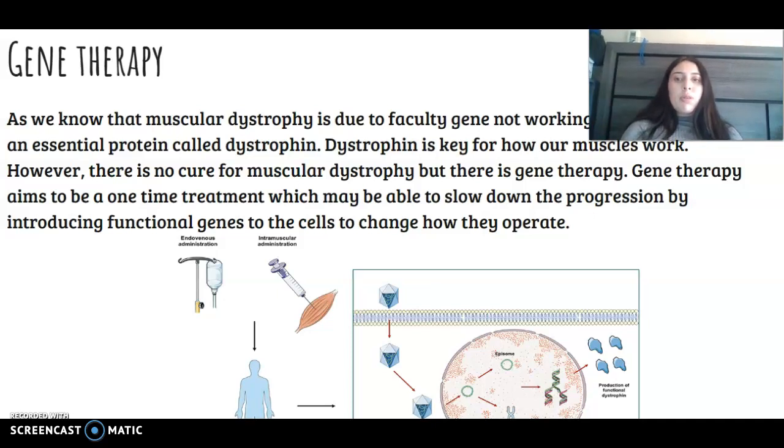So muscular dystrophy is due to a faulty gene not working properly, producing an essential protein called dystrophin. Dystrophin is the key for how our muscles work. And right here in these pictures, we have some examples of how the gene therapy works.